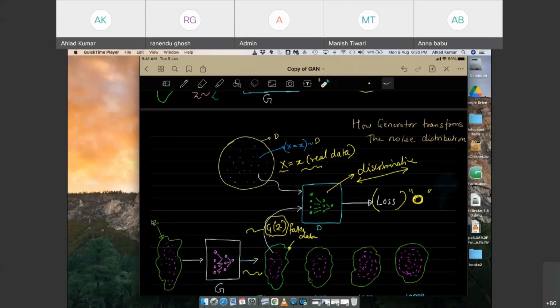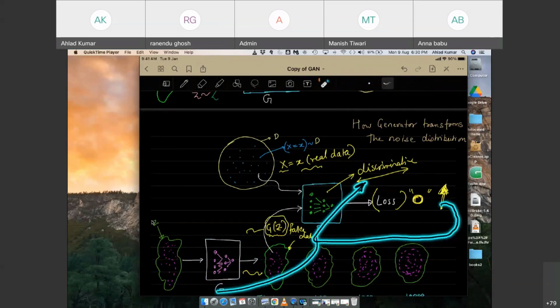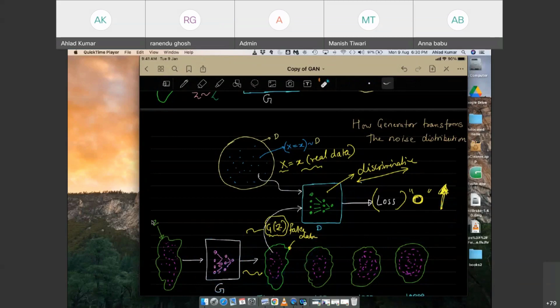So if our loss is very high, this loss will be taken into account to do the back propagation, and that back propagation will be used to train the discriminator as well as the generator. So this loss will play a role in training the discriminator and generator during the training process, so that both of them will become intelligent enough to do this task.